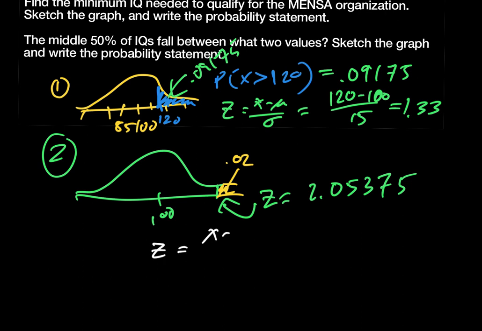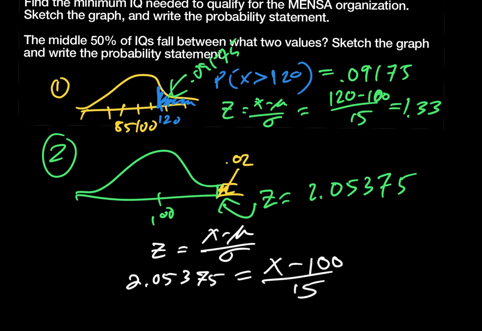Z equals x minus mu over sigma. 2.05375 equals x, my unknown value, minus the mean divided by sigma. Algebra that thing to find your corresponding x value.